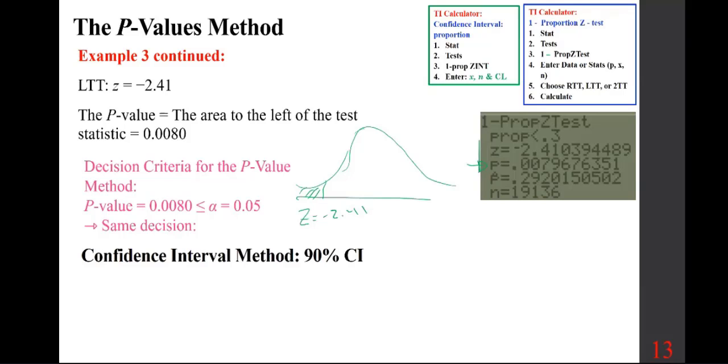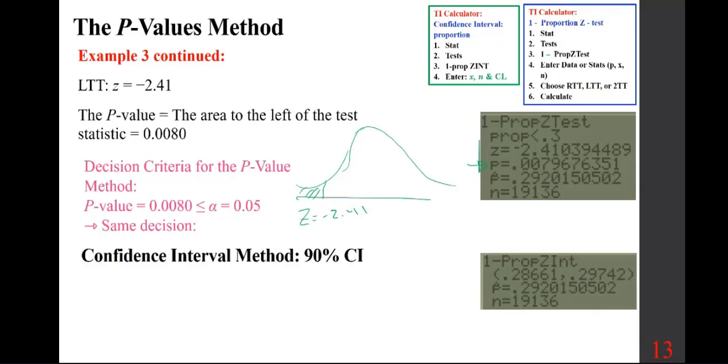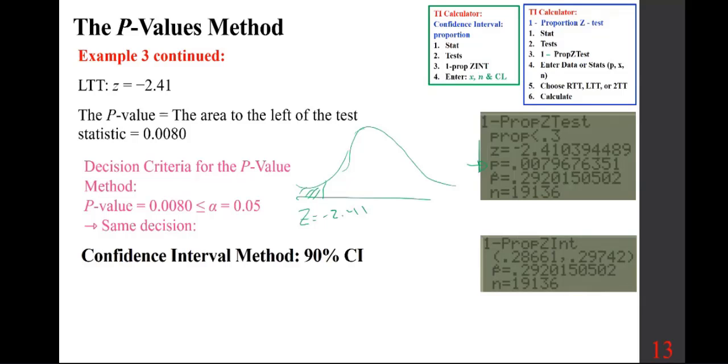Finally, the confidence interval. Again, you go through the process and do the confidence interval, and the confidence interval is between 0.28661 and 0.2974. As you can see, both numbers are less than 0.3. It doesn't contain 0.3. So you really support the less than part, which was H1 in essence.